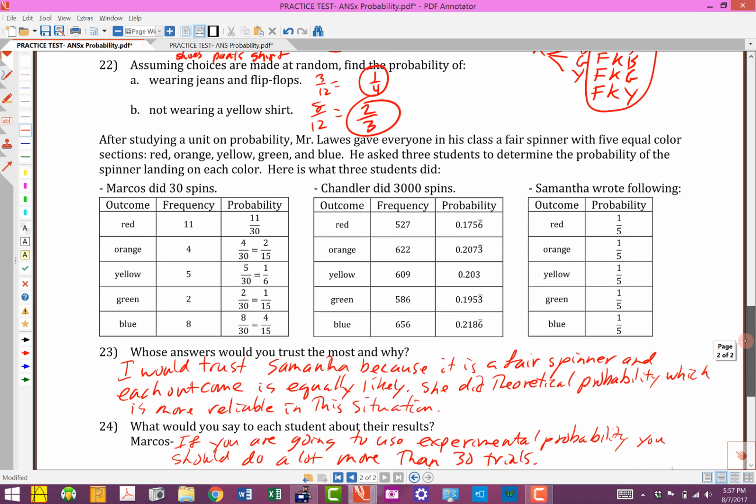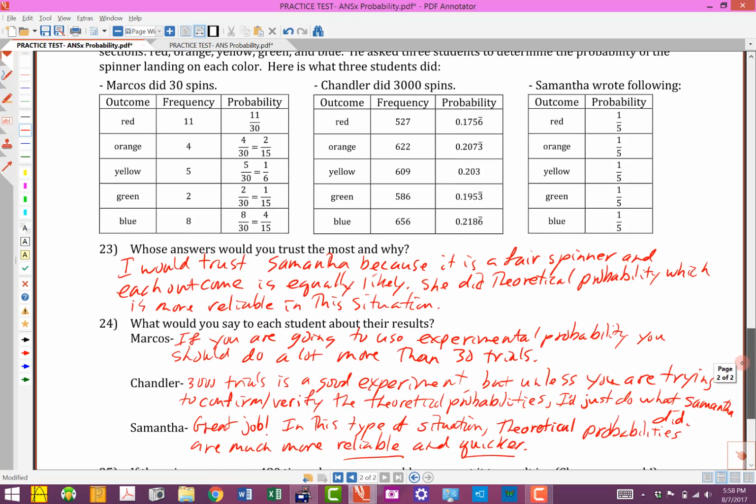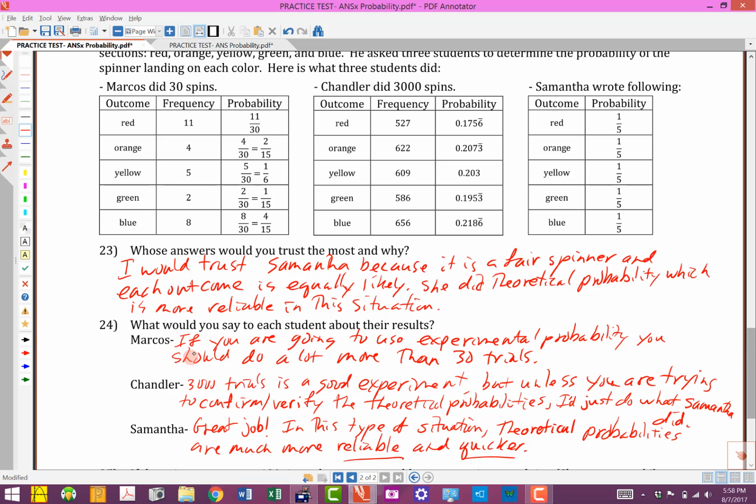Okay? Now, next question. What would you say to each one of the students about their results? So I would probably say something like this. To Marcos, hey, if you're going to do experimental probabilities, you probably ought to do more than 30 spins. That's not really a long-term ratio that we can compute from that. For Chandler, we could say, hey, 3,000 trials, that's a pretty good experiment, but unless you're trying to confirm them, and doing 3,000 or 6,000, unless you're trying to kind of prove that the answers are 1/5, it's probably just better to go with theoretical.